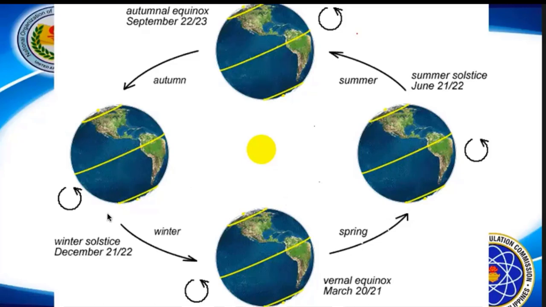Ito naman, yung winter solstice, usually, December. Ayan, oh, December 21, yan, nagwi-winter. Summer, June 21-22. Then, autumn. Then, winter. Ganun.